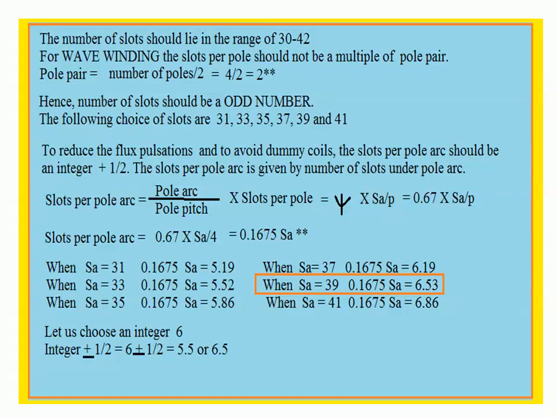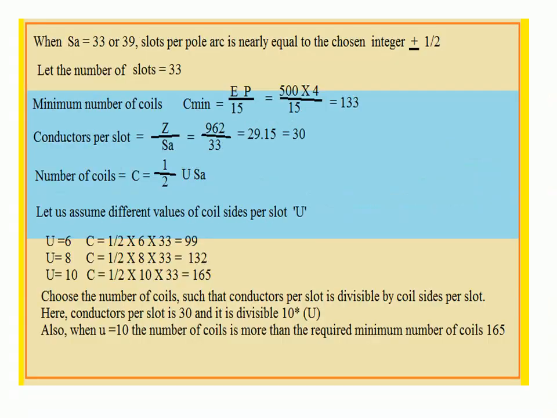You observe that the possible values may be nearly SA equal to 33 or 39. You are going to get an integer plus or minus half, that is 5.5 or 6.5, from this table. When SA equal to 33 or 39, slots per pole arc is nearly equal to the chosen integer plus or minus half. Let us consider number of slots equal to 33.